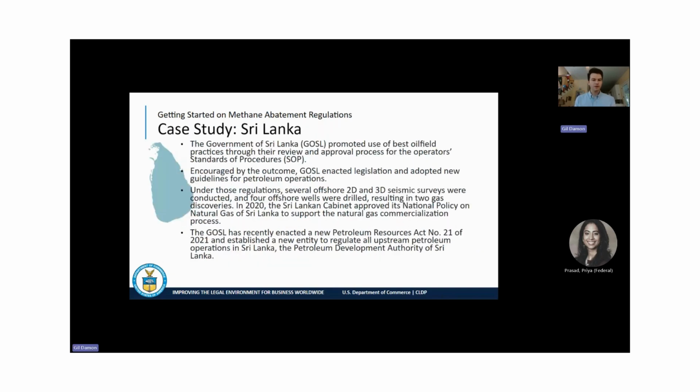So we have one case study here that we'll talk about with Sri Lanka. The government of Sri Lanka is using oil field practices through their new system of standard operating procedures. And in Sri Lanka, what we see is that you have seismic surveys being employed. You have new authority established through the Petroleum Resources Act in 2021, and just a lot of development and a lot of progress moving towards methane abatement in Sri Lanka.